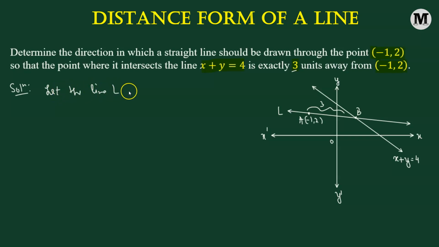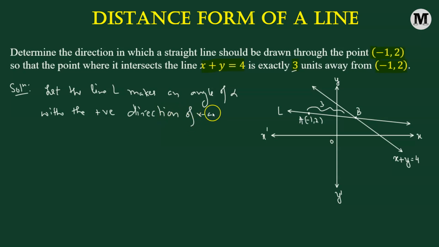To begin with, let us consider that the line L makes an angle of alpha with the positive direction of the x-axis. Then what we can do here is apply the distance form of a line, because the line clearly passes through two points A and B. Let us suppose for simplicity that the point B has the coordinates (x, y).